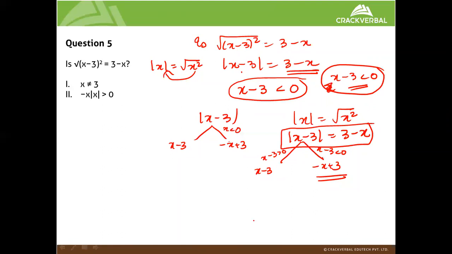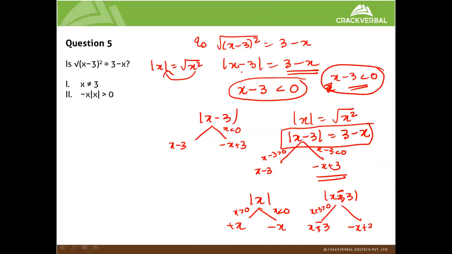It's the definition of mod, right? Mod of x is plus x when x is greater than 0. Mod of x is minus x when x is less than 0. So mod of x minus 3 is going to be x minus 3 when x minus 3 is greater than 0, and mod of x minus 3 is going to be minus of x minus 3 when x minus 3 is less than 0.